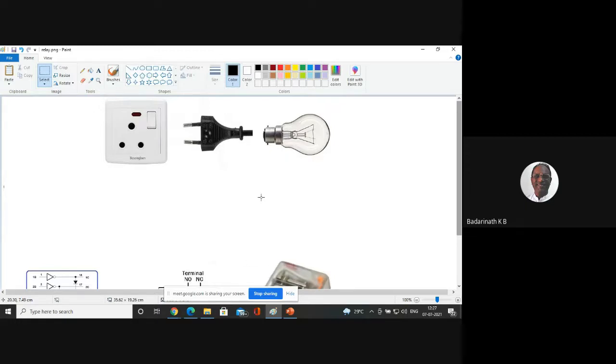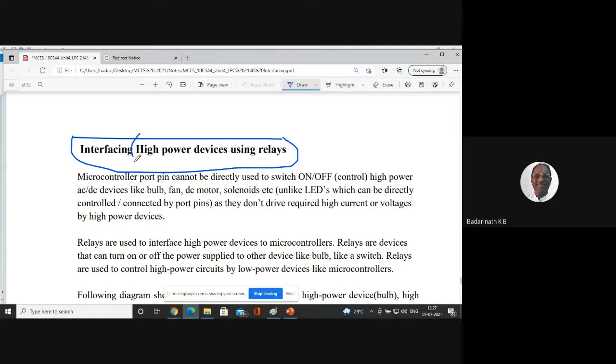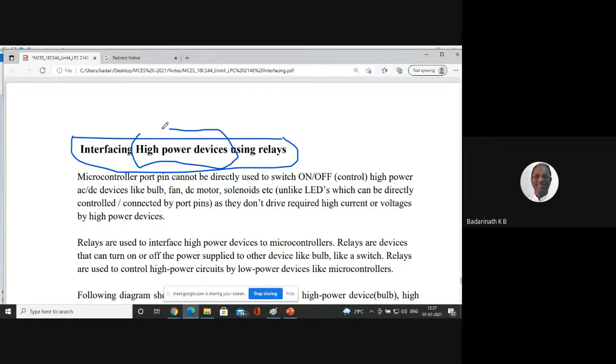Today we will see another practical requirement which is extensively required in the industry when you want to implement or employ embedded systems. It's very commonly used, what we call high-powered devices. What do you mean by high-powered devices? The devices which require more than the normal working voltages of your microcontroller.